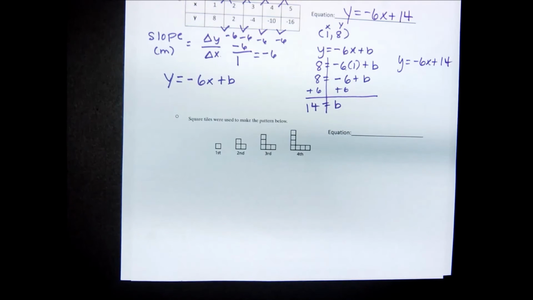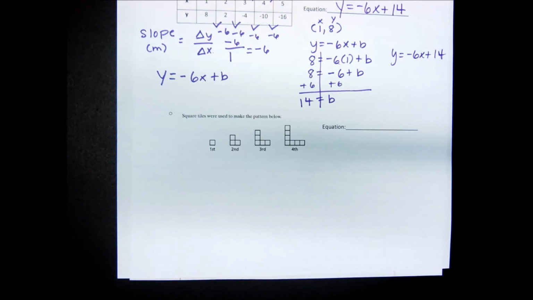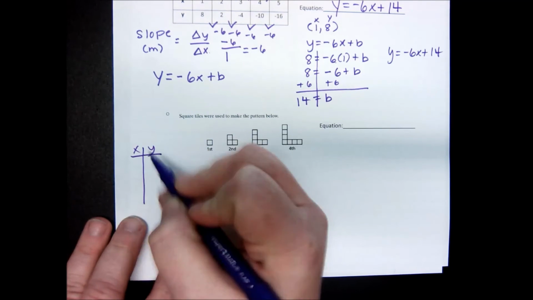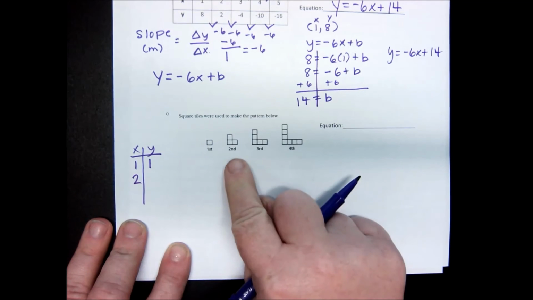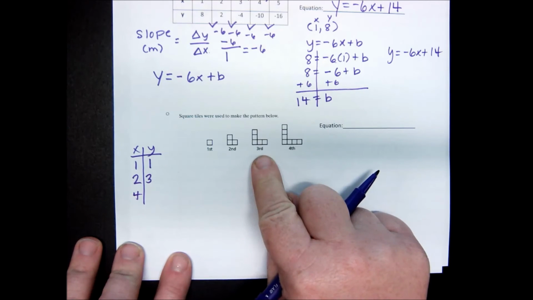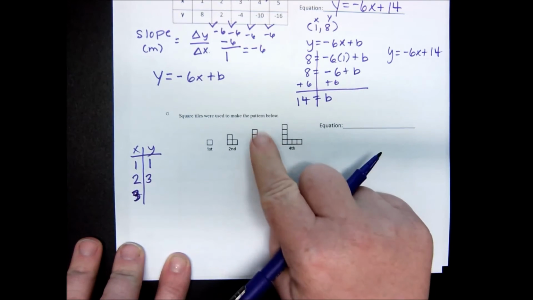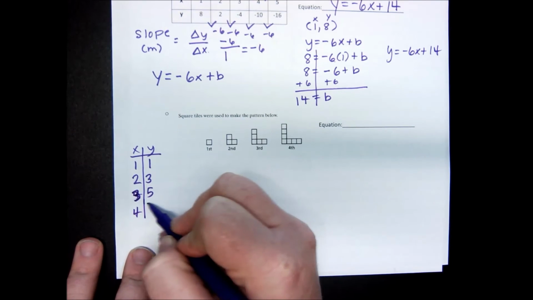All right, let's look at the last one. In this last one, I have a picture, which is just a sequence. So let's go ahead and make this into a table. In the first spot, I have 1 block. In the second pattern, I have 3 blocks. In the third one, I have 5. And in the fourth one, I have 7.